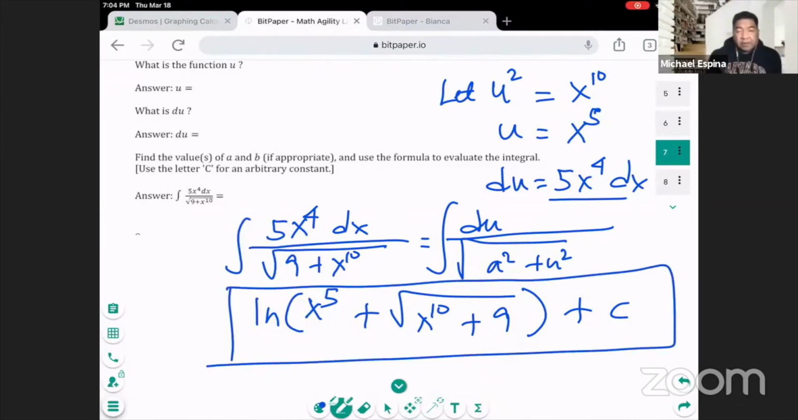So ln of x to the 5th plus square root of x to the 10th plus 9 plus c. Okay, all right. I think we already answered it. The function u is x to the 5th, so du would be 5x to the 4th dx. And this is our answer for the integral.